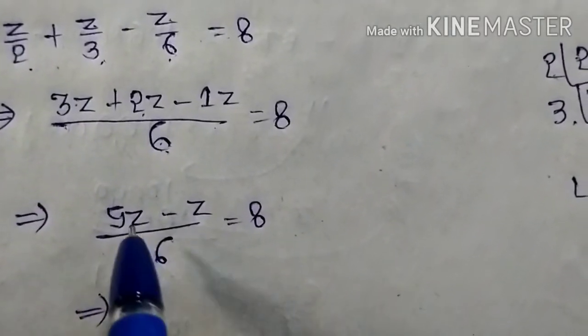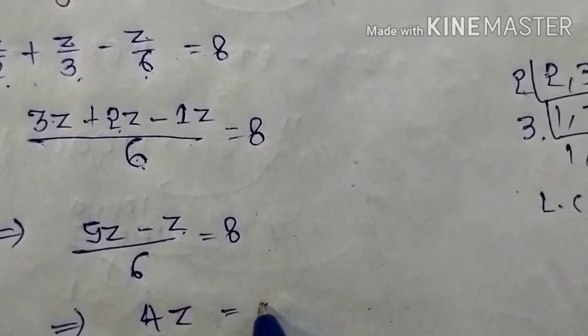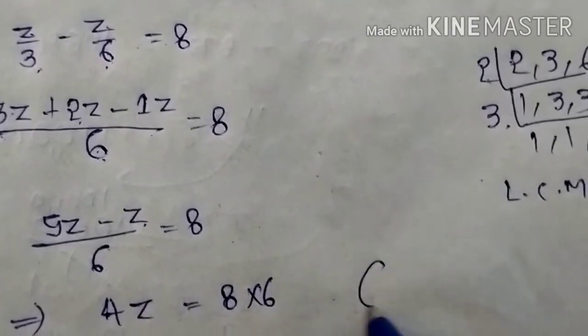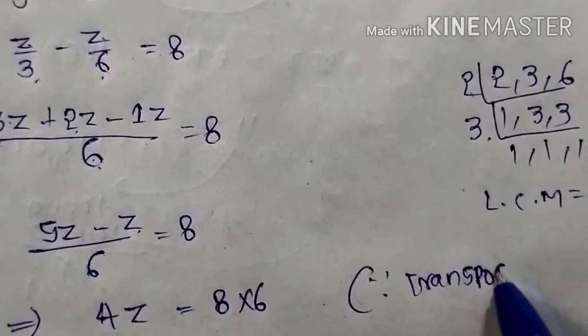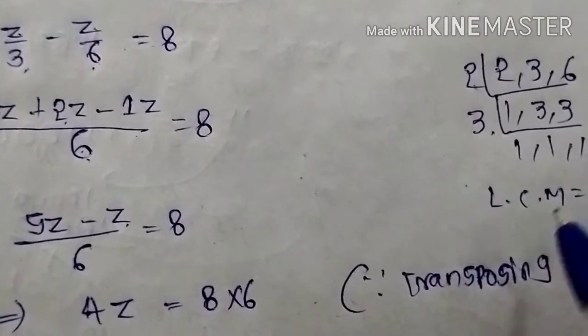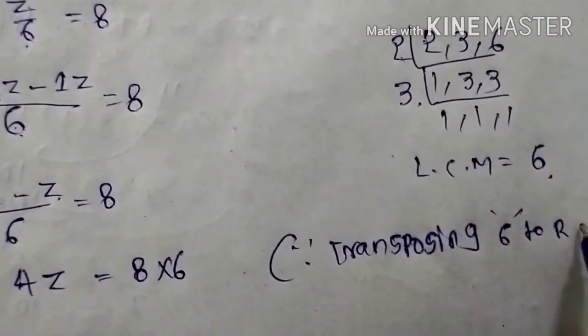In the simplification, you can here 5z minus z is equal to how much? 4z. 4z is equal, can I write here 8 into 6, or not? Yes, you can write here transposing 6 to RHS.